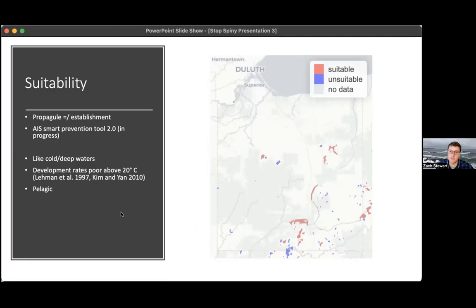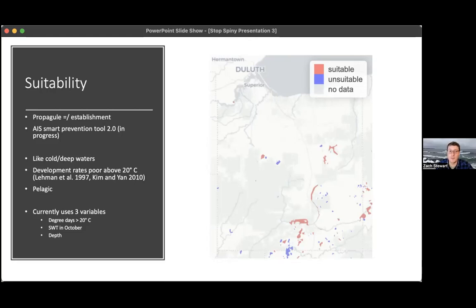So for that reason, this model uses 3 variables to try to predict which lakes are going to be most suitable for spinies. And those 3 variables are temperature, measured as the number of degree days per year over 20 degrees Celsius, the surface water temp in October, and the depth of the lake. So these are pretty basic environmental data, and this model is not a guarantee. It's definitely not the be all and end all of whether your lake is going to get spiny water fleas or not.